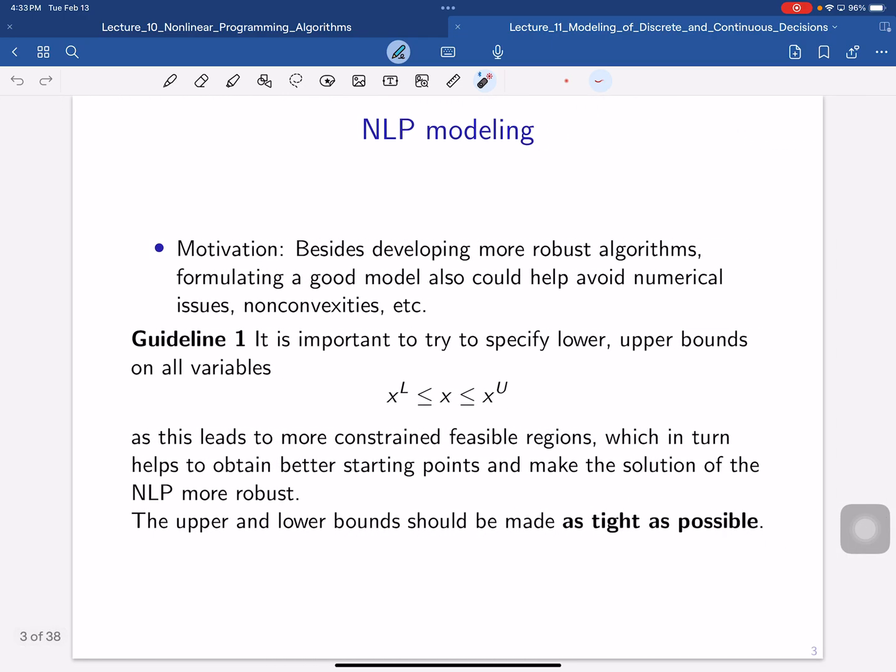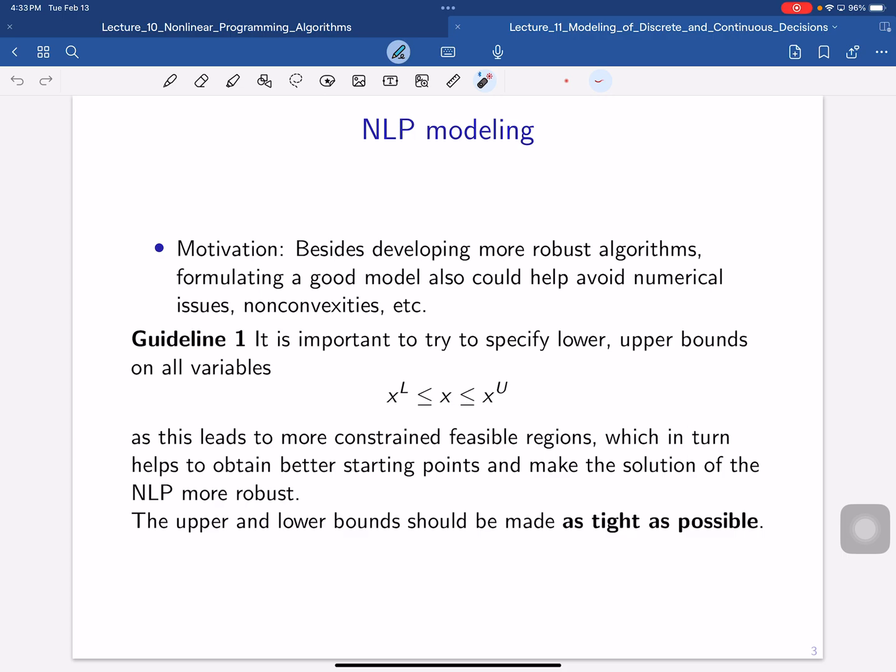So a couple of guidelines for modeling nonlinear programming problems. The motivation of doing this is that besides developing some robust methods, of course you want to have good scaling of the algorithm with some presolve techniques and so forth. Having a good model also helps, right? Usually if you are just interested in the application, you would like to formulate a good model before you throw that to a solver.